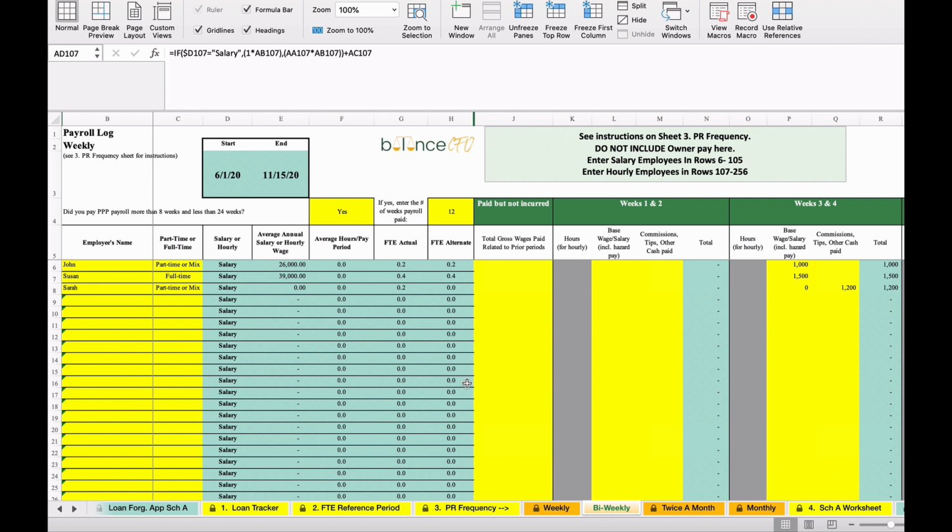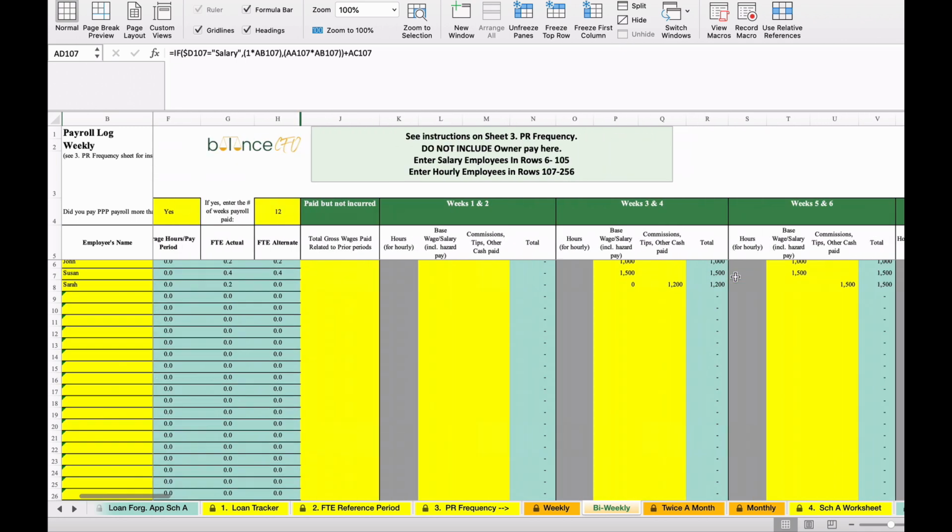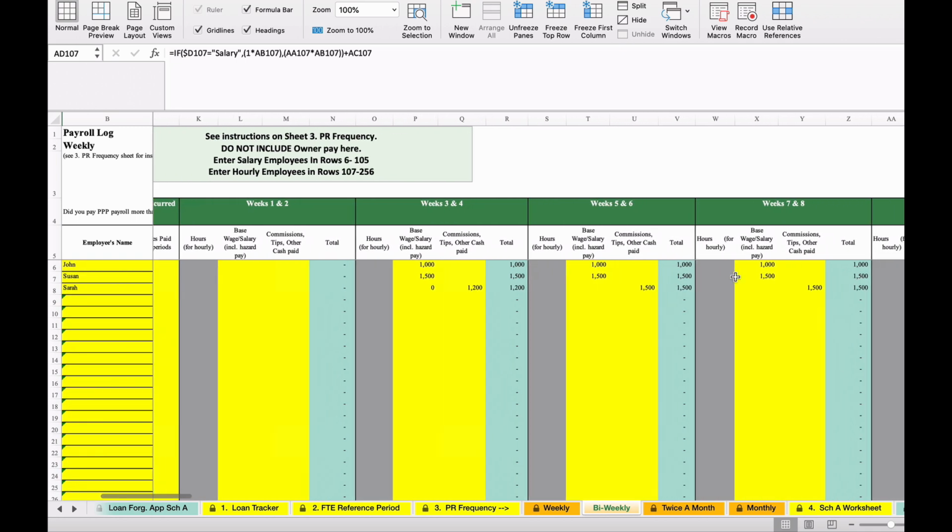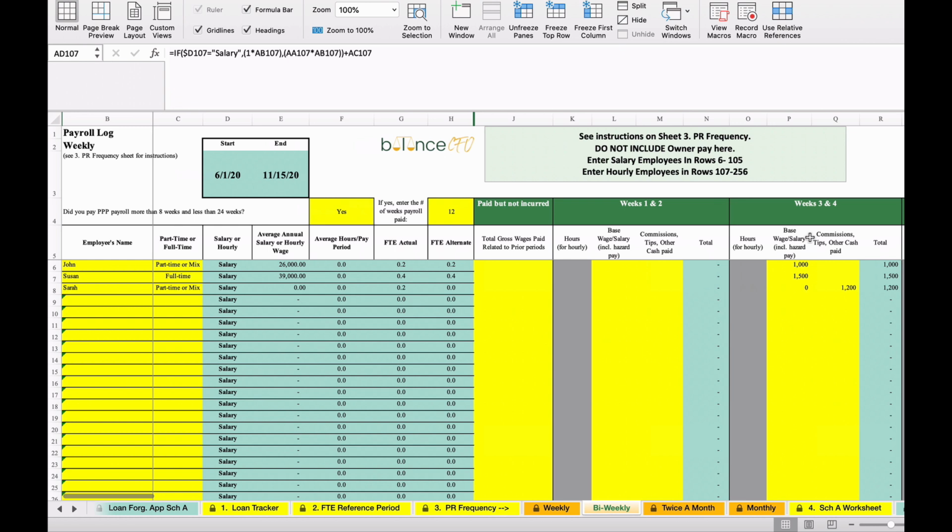Okay, so I jumped ahead and I went ahead and filled out some of this information for people, okay? So for John, Susan, and Sarah, I went through and put some base wages into the calculation starting with week 3 because we hired them back 3 weeks into getting the PPP. And for Sarah, let's say she's a commission-only employee. So that's important. She doesn't have a base salary at all. If she had base salary and commission, you'd put them separately. But let's say she was only commission. Well, in this case, you can just put it in the commission column.